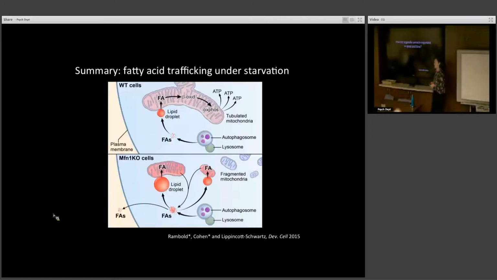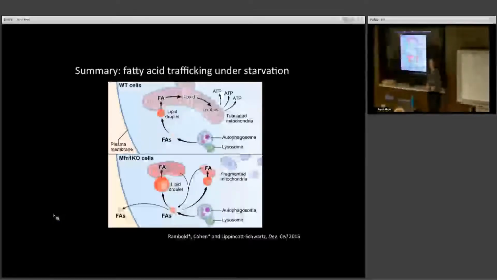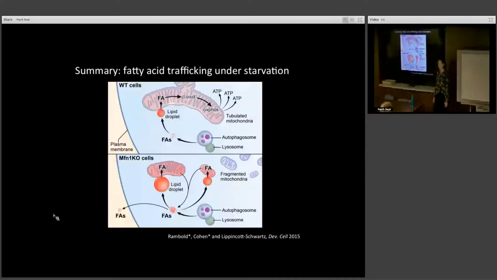Can I ask a question? So you're saying that when the mitochondria fragment, you're not able to get the fatty acids to go from the lipid droplets to these other mitochondria. They still get transferred, but to the ones that aren't in contact.